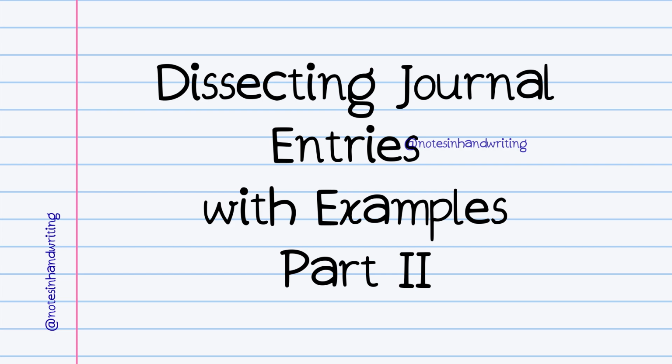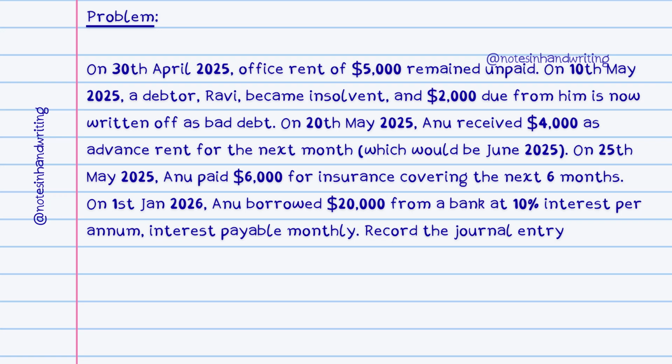Dissecting journal entries using example, Part 2. On 30th April, office rent of $5,000 remained unpaid. On 10th May, a debtor, Ravi, became insolvent, and $2,000 due from him is now written off as bad debt.